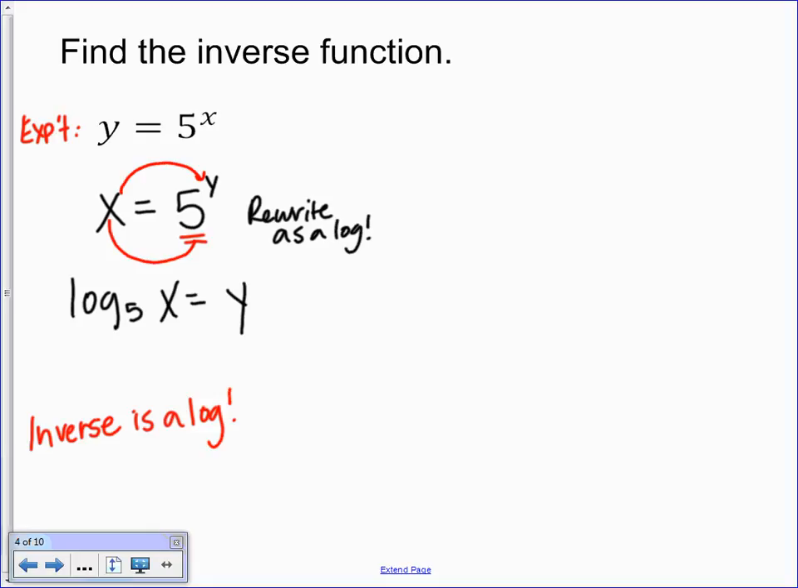Have you just solved for y? Is y all by itself? Yeah. This is the inverse. Is the inverse a log function like we thought it would be? Yeah. So if we start with something exponential where there's a variable up in the exponent, we know that its inverse is going to turn into a log. Let's try another one. Does anybody have any questions before I leave this?